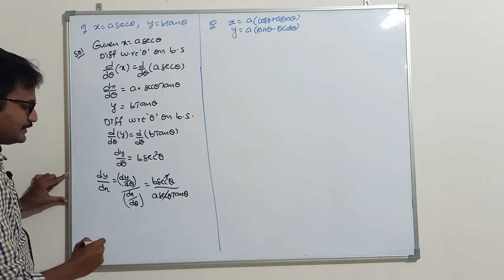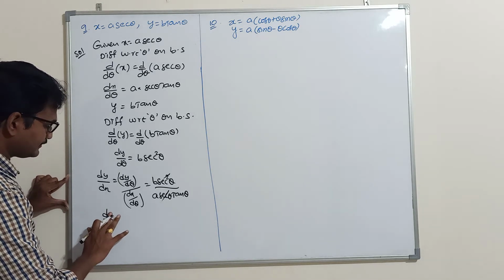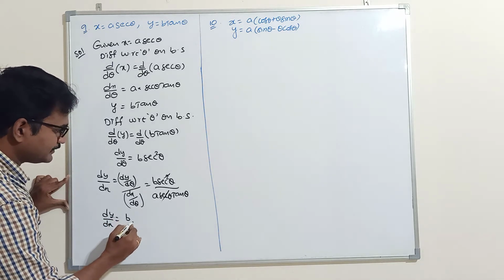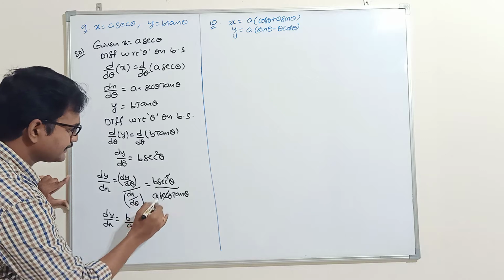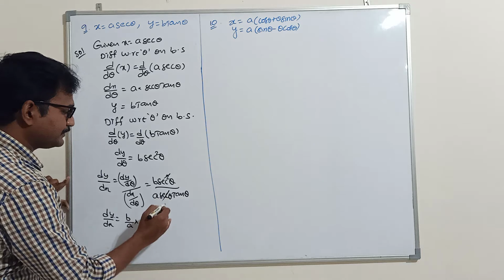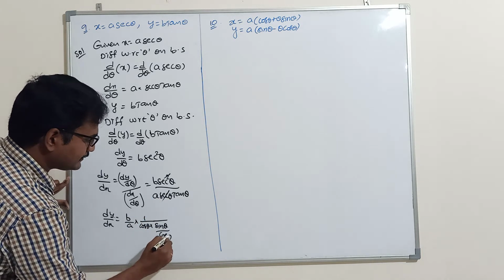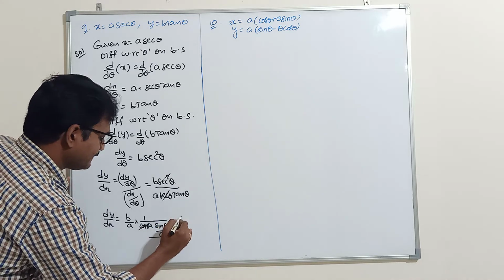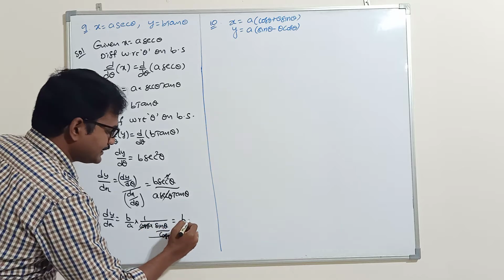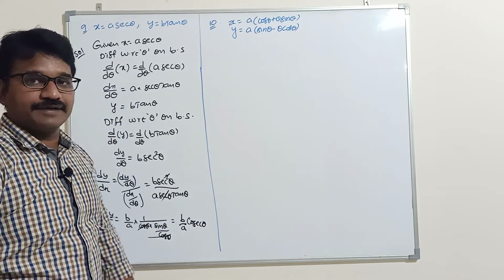Secant gets cancelled. dy by dx is equal to b by a into secant theta, which means 1 by cos theta, into tan theta, which means sin theta by cos theta. Cos gets cancelled. b by a into 1 by sin theta means cosecant theta. This is the value of dy by dx.